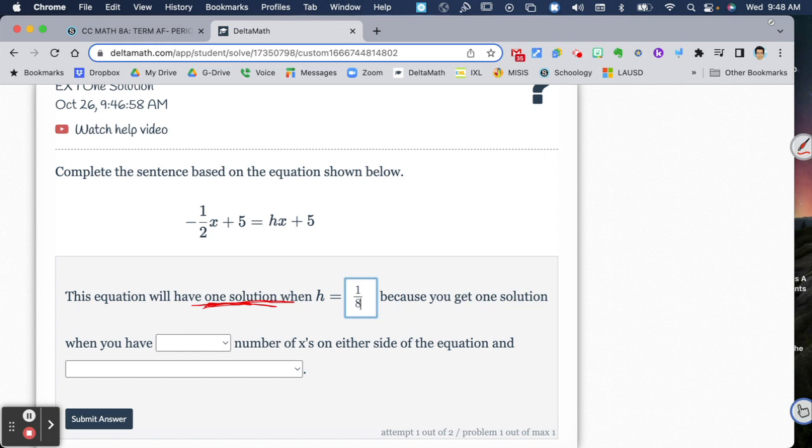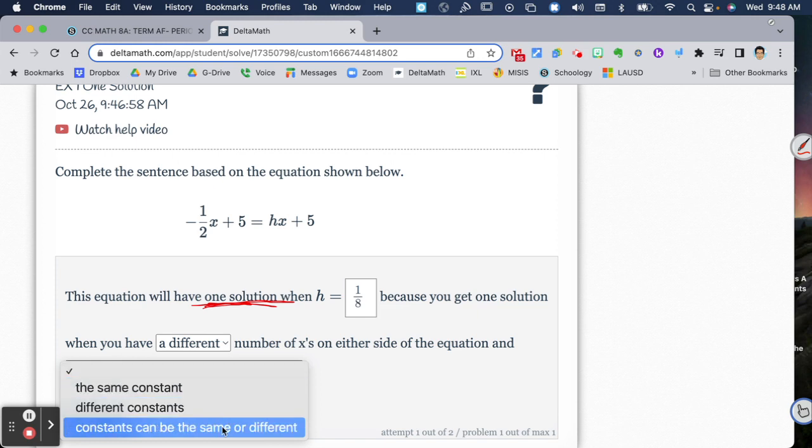Any number you want besides 1/8 because I picked it, and -1/2 because then you wouldn't have one solution. Okay, we all pick something. Then, because you get one solution when you have the same or different numbers of x's on either side? They have to be different. For one solution, they have to be different, and the constants can be same or different. Yeah, it doesn't matter. They could be the same, they could be different.